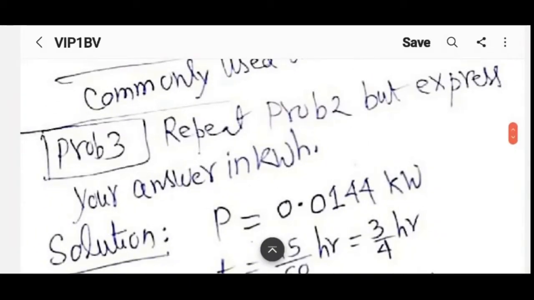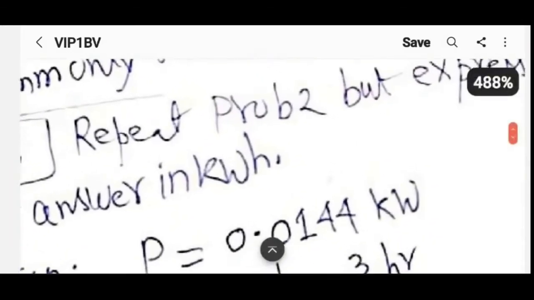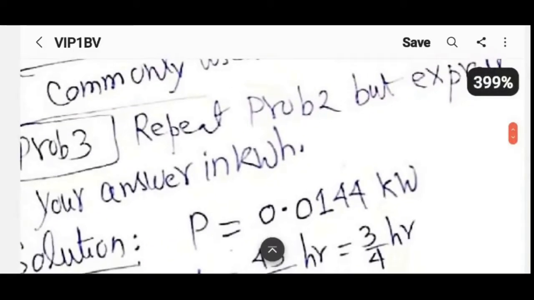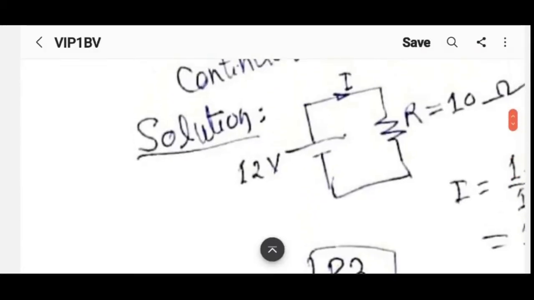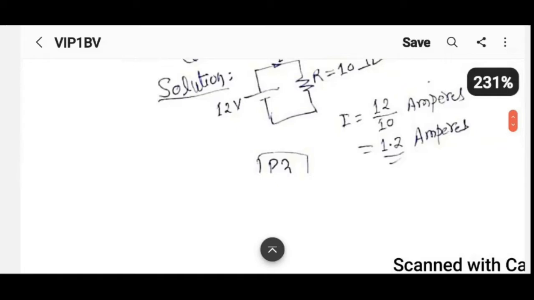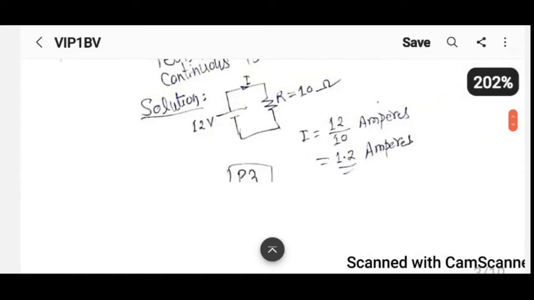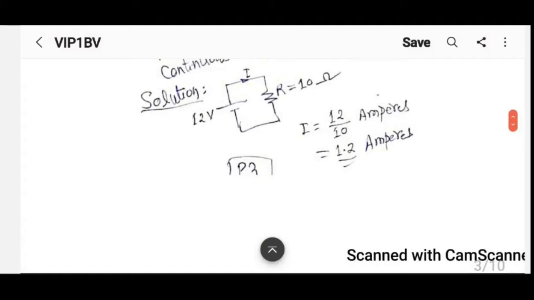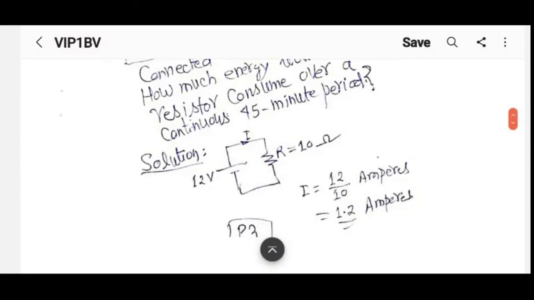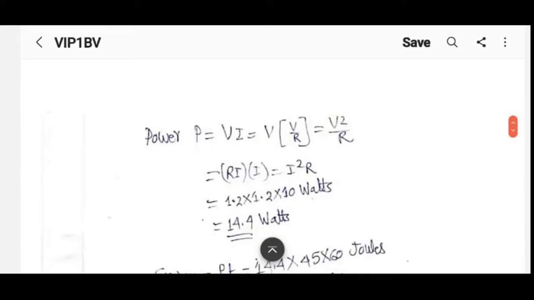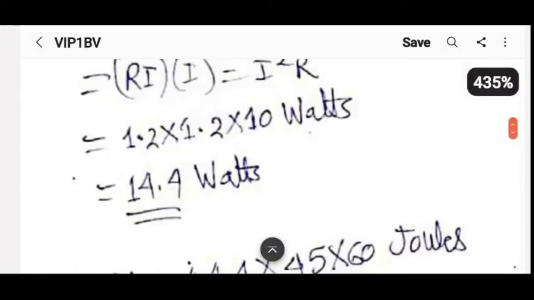The next problem is: repeat problem 2, that means the previous problem, and express the answer in kilowatt hour, not in joules. So how do you handle that? The definition is clear enough, I hope. Kilowatt hour means you measure power in kilowatt and measure time in hours. What they expect you to do is calculate the power first, then convert that power into kilowatts.